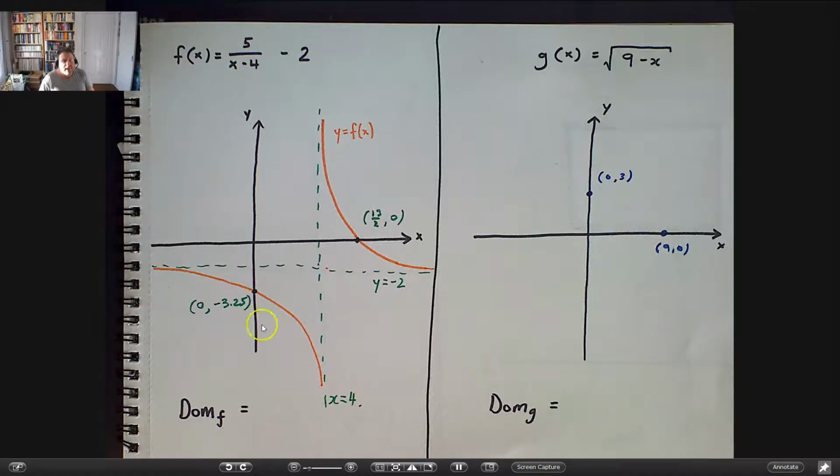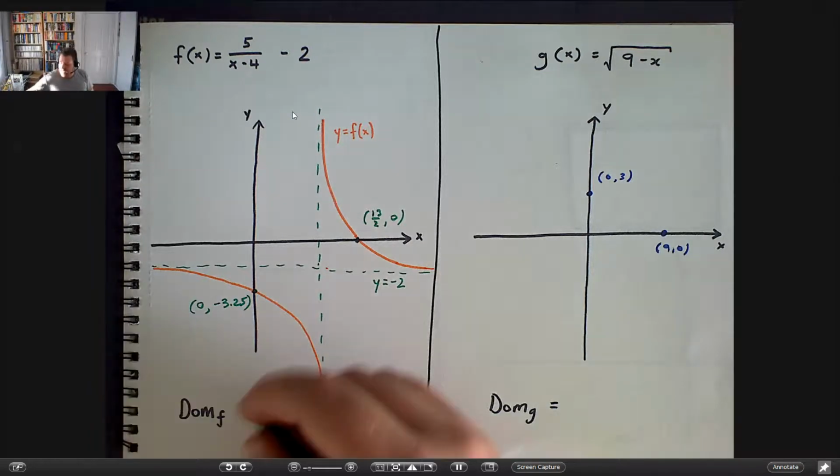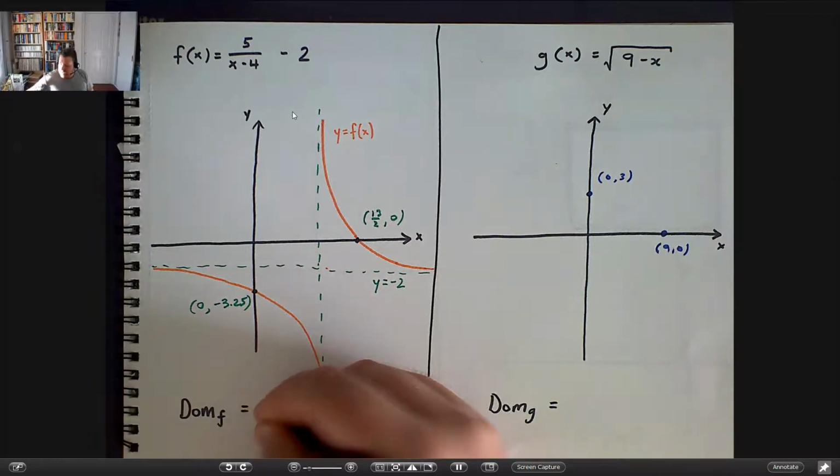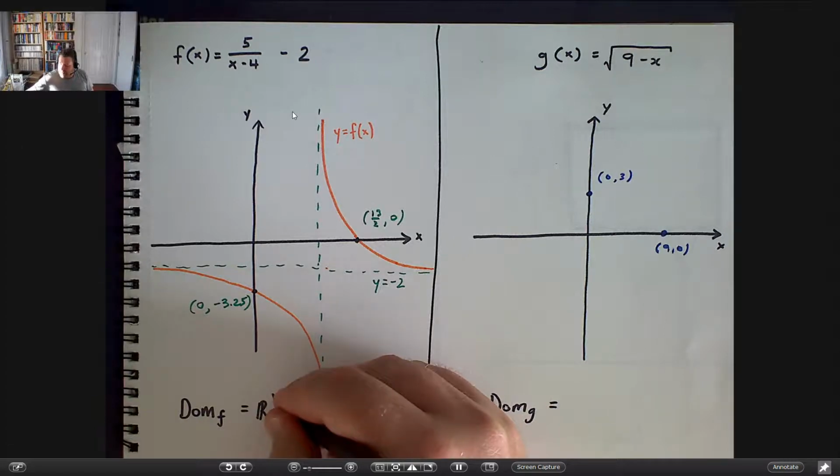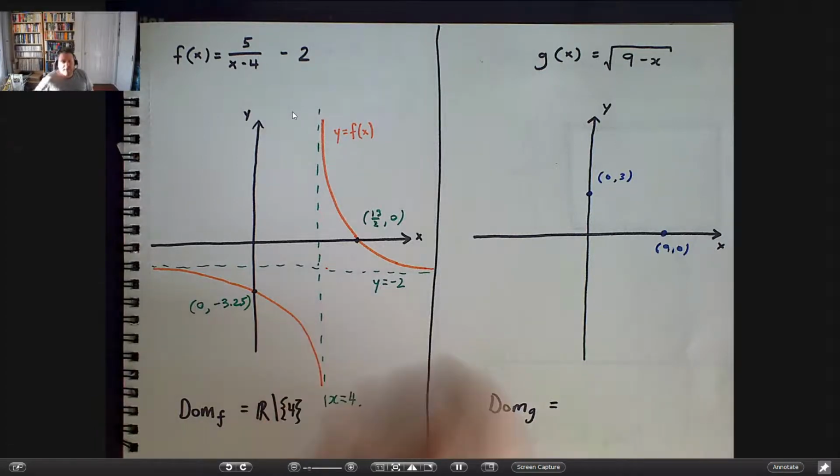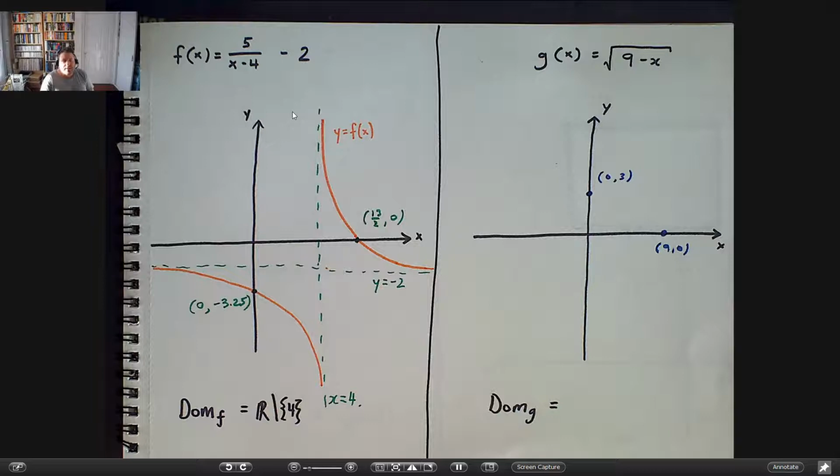So while every other x value is fine, you can plug in any old x value, but it just stuffs up at this point here. So the maximal domain for this function is going to be all the real numbers, but not 4. Okay? Alright, so let's look at our square root function here.